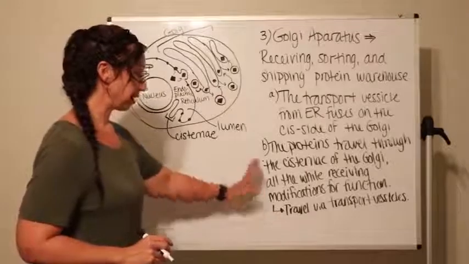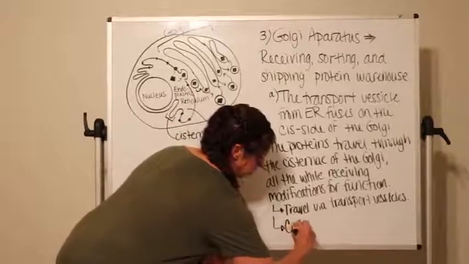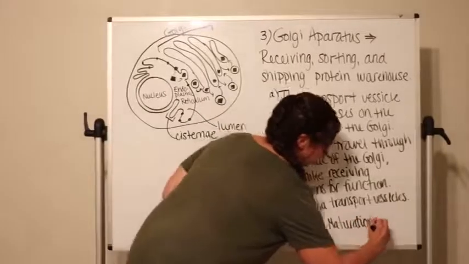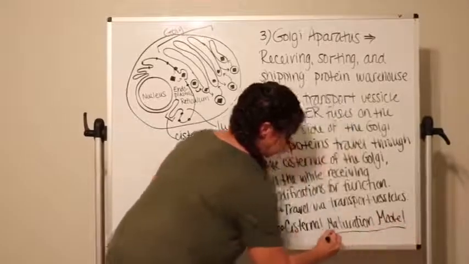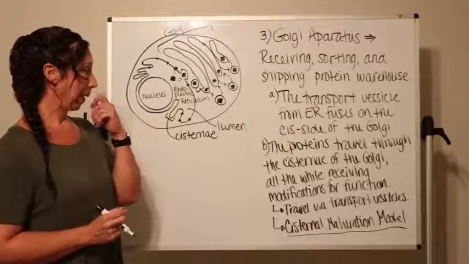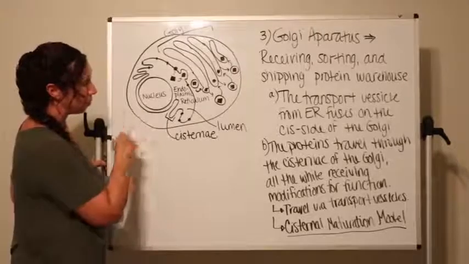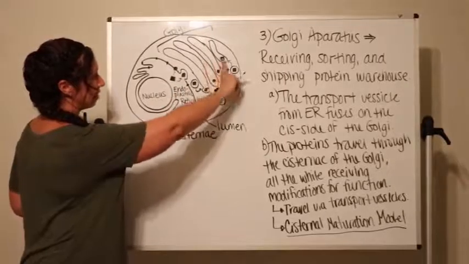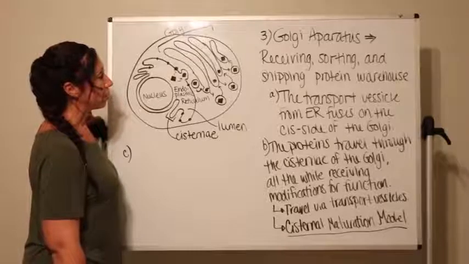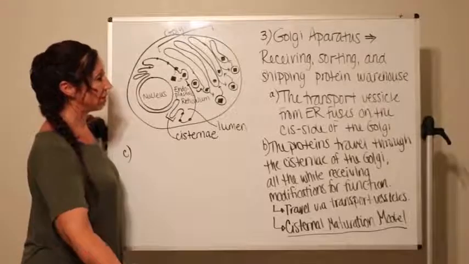So this whole process of them traveling from cisterna to cisterna to cisterna, this is called the cisternal maturation model. The cisternal maturation model. I'm going to put a little c over here just so we have it all together. And then finally, before that last transport vesicle takes the protein away from the Golgi apparatus, the protein receives a molecular tag, a zip code, to give it its final destination place.